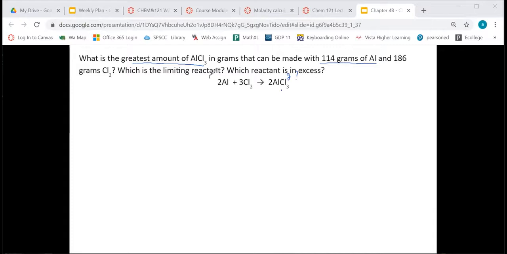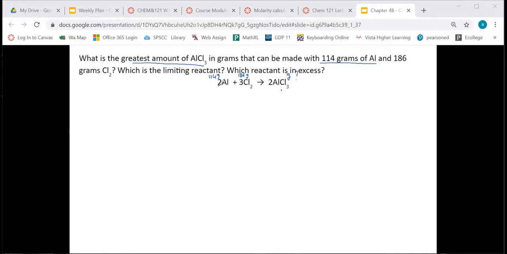Aluminum is 114 gram. And chlorine is 186 gram. So these are given. If you are given a mole, then it's easy, and I'm not doing that because there are videos on that. If you are given mole, then you do not need to convert it to mole, because you know that to go from one substance to another, you need to go through mole. But it's in grams, so we do need to convert it. But if it's already in moles, then we don't convert. Remember that.